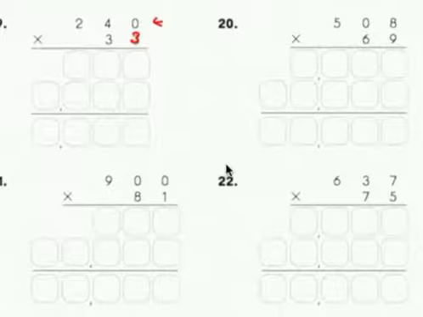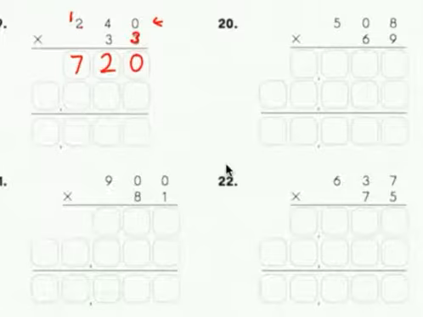Okay, 3 times 0 is 0. 3 times 4 is 12. We put the 2 here and the 1 up here. 3 times 2 is 6, plus that 1 is 7.